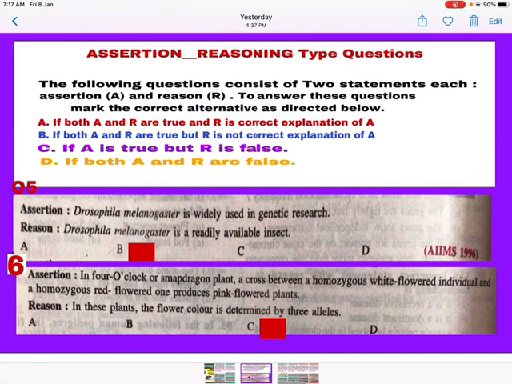Correct explanation क्या है इसका? We get pink color flowers because of incomplete dominance. When the cross is made between the homozygous white flower individual and homozygous red flower individual, we get pink flowers because of incomplete dominance. So here A is correct, but R is wrong. So mark C.